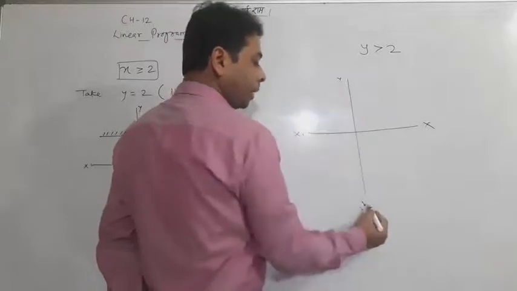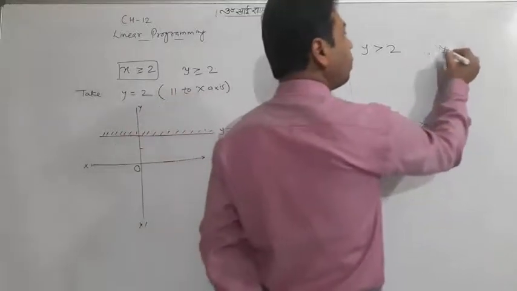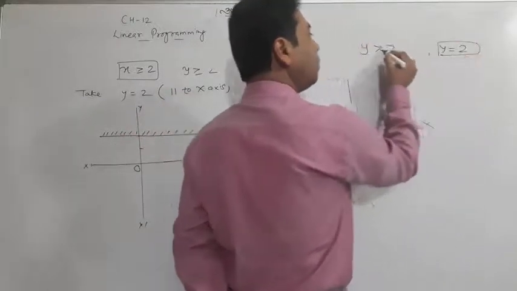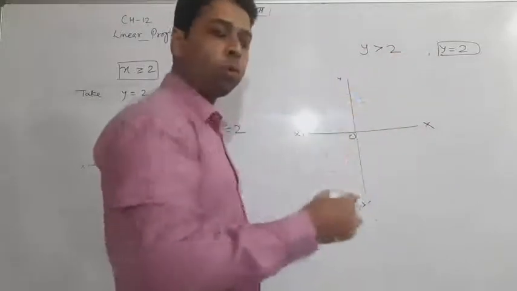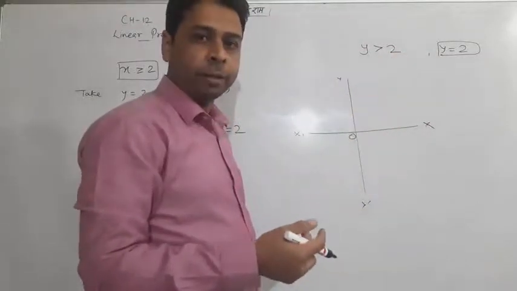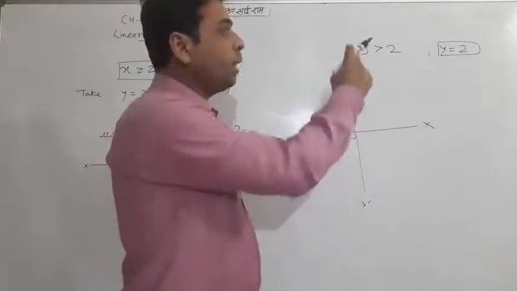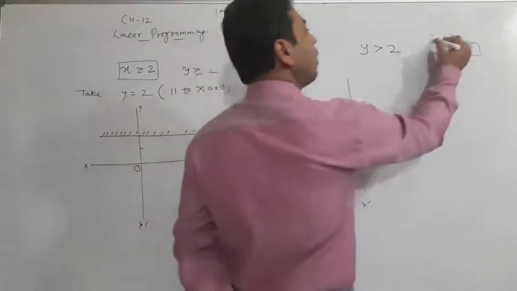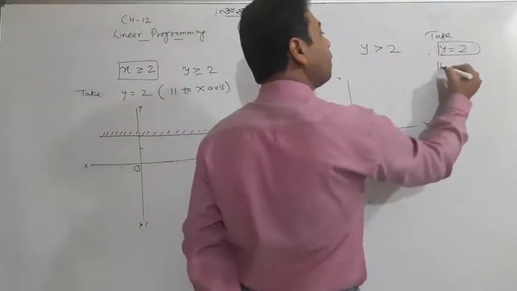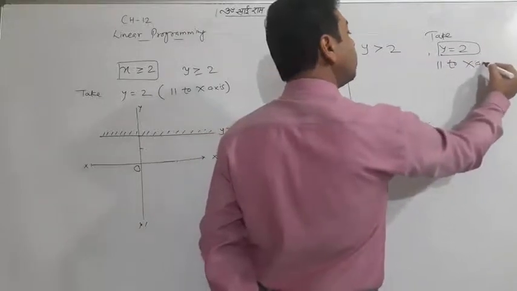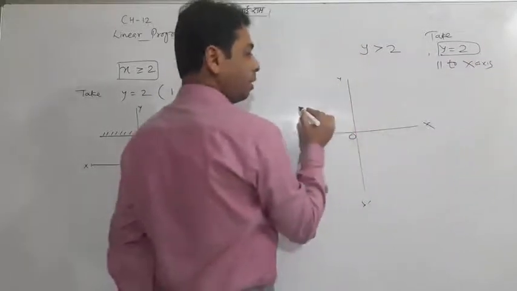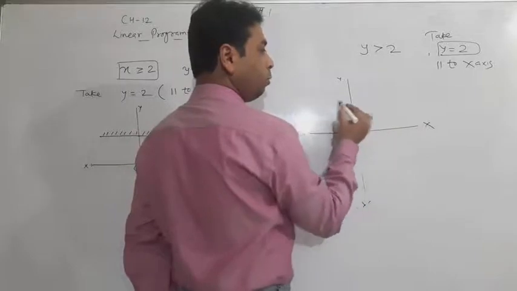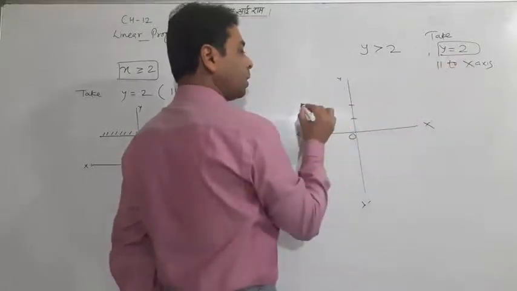You only write like that. First take y equal to 2, even if it was not equal to, because you have to first find the baseline. So it will help you. Take y equal to 2, which is parallel to the x-axis. You know parallel to the x-axis is from here 1 and 2, definitely it is passing through 2.